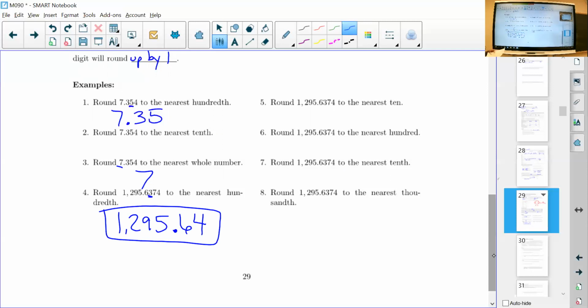Okay. Once you've done these examples, you can work on the worksheet on page 85.